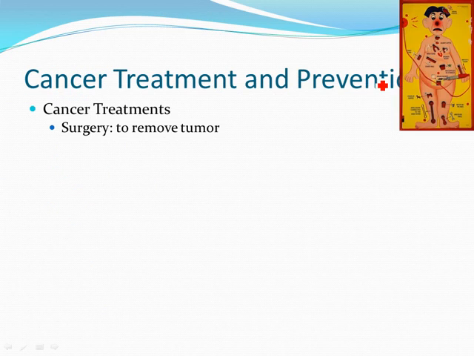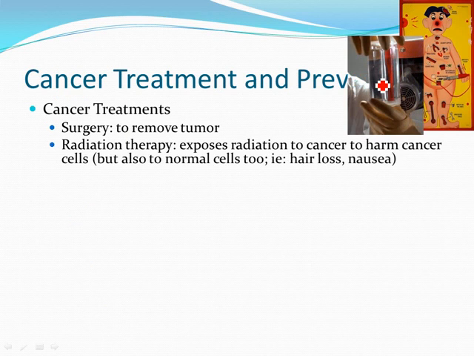Some treatments: surgery, of course, to remove the tumor, where you're taking it out. Radiation therapy is also another way of treatment. So you end up exposing that site to radiation, hopefully causing more harm to the cancer cells than the normal cells. However, of course, normal cells will also get damaged through the radiation.